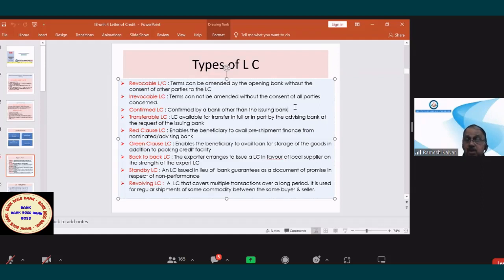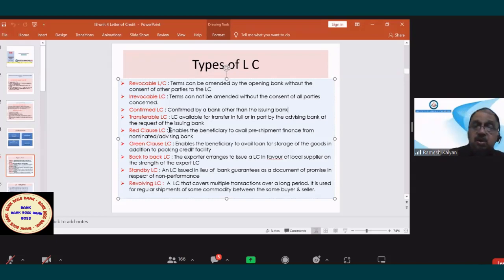But if the opening bank is asking you to confirm the LC and you are not willing, you have to put it in writing. Send the message via SWIFT immediately that you are not willing to add the confirmation. So adding the confirmation is totally the prerogative, the discretion of the advising bank. No bank can force a bank to add the confirmation. Transferable LC is the LC where the beneficiary can transfer this to another person.